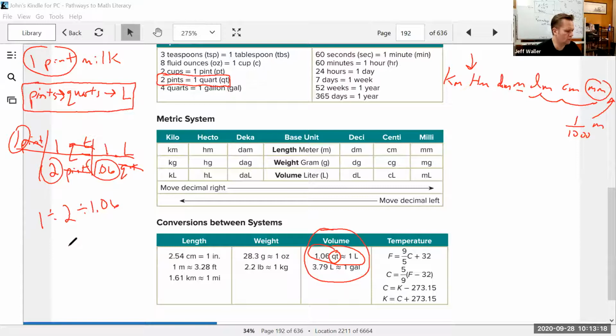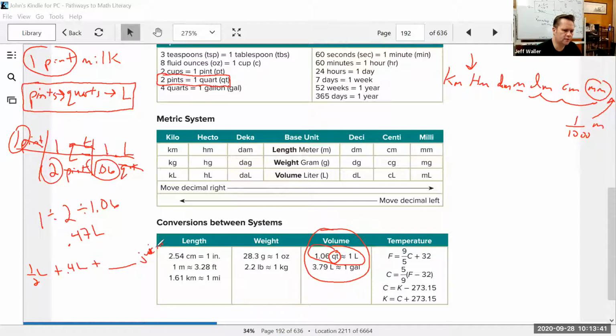Oh, 0.47 something or other. Yeah, that'll be liters. So do you remember we had 0.47 liters of milk, and then it was something amount of juice.